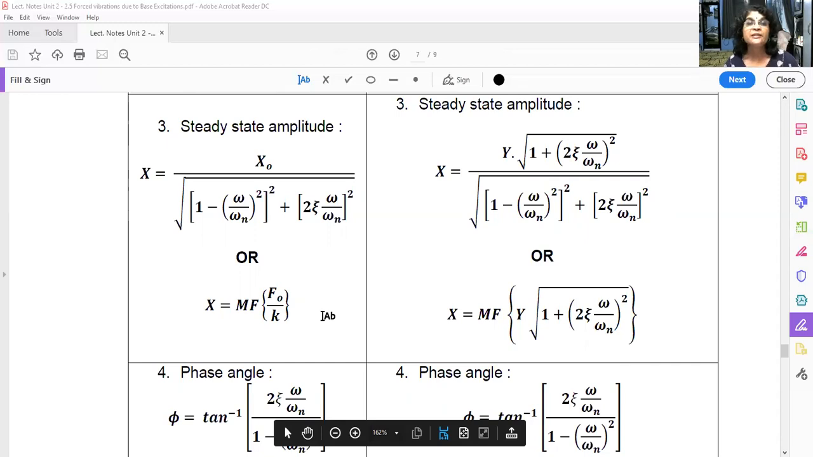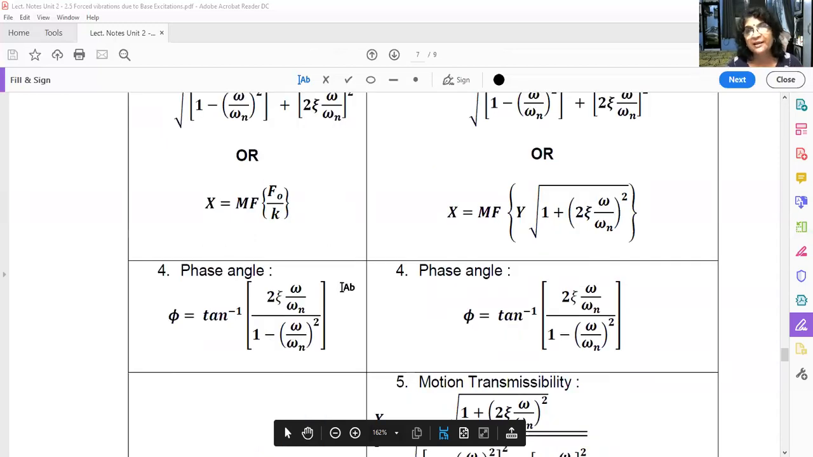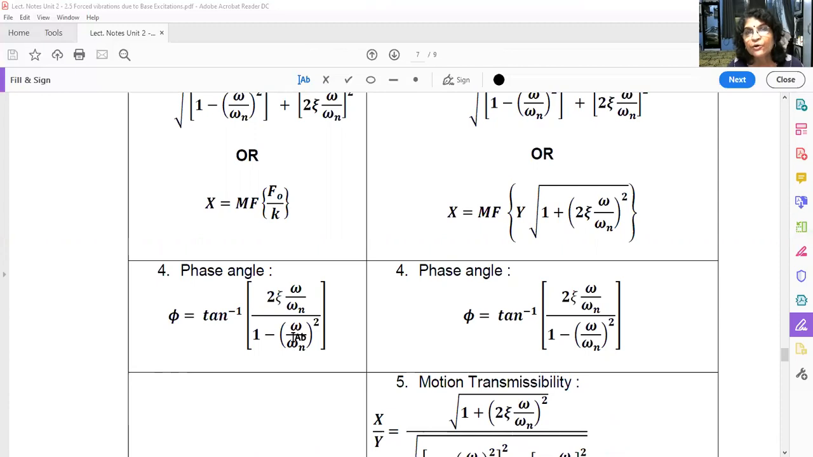Understood? Then the fourth comparison is phase angle. Here the phase angle is given by tan⁻¹ of (2ζω/ωn) upon (1 − (ω/ωn)²). The same phase angle is also true for forced vibration due to support. The same angle is there.